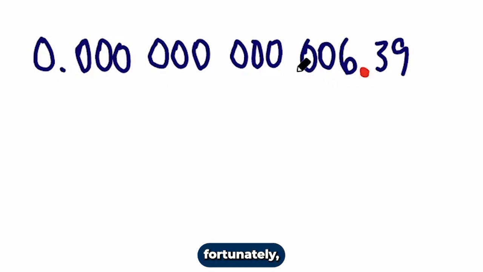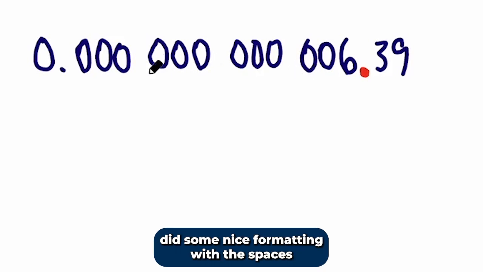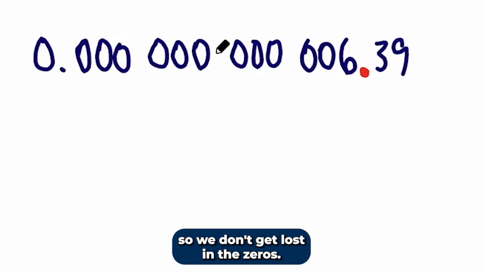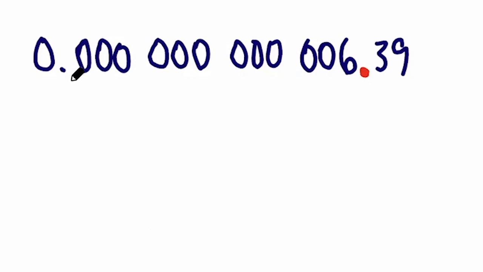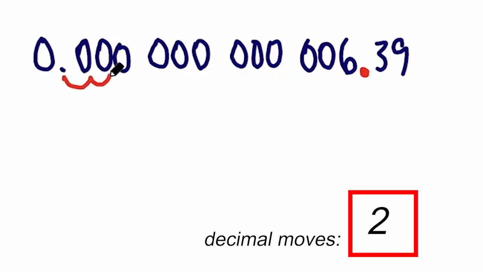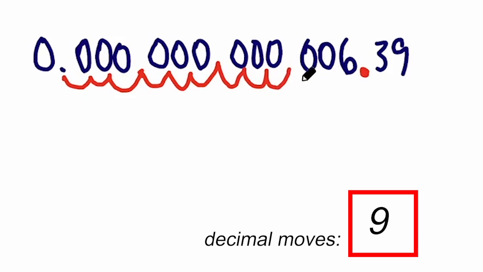Fortunately, the person who typed this problem up for us did some nice formatting where there's spaces so we don't get lost in the zeros. There's kind of groups of 3 here. If I count how many places this decimal moves, it's 1, 2, 3 spaces to get to here, 4, 5, 6 spaces to get to here, 7, 8, 9 spaces to get to here, and then 10, 11, 12 spaces to get the decimal all the way here after the 6.